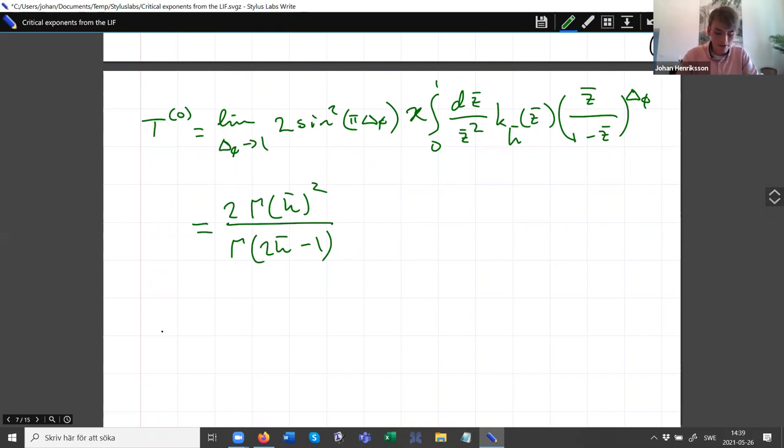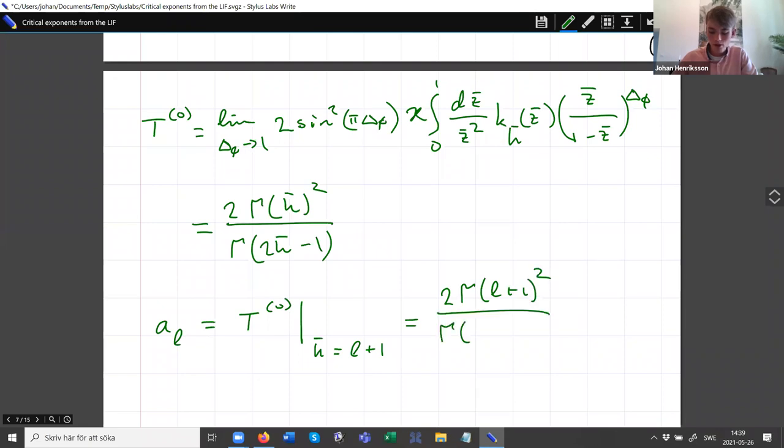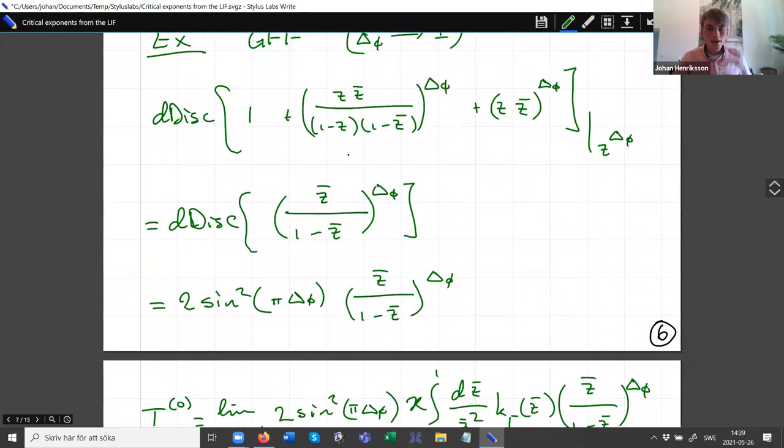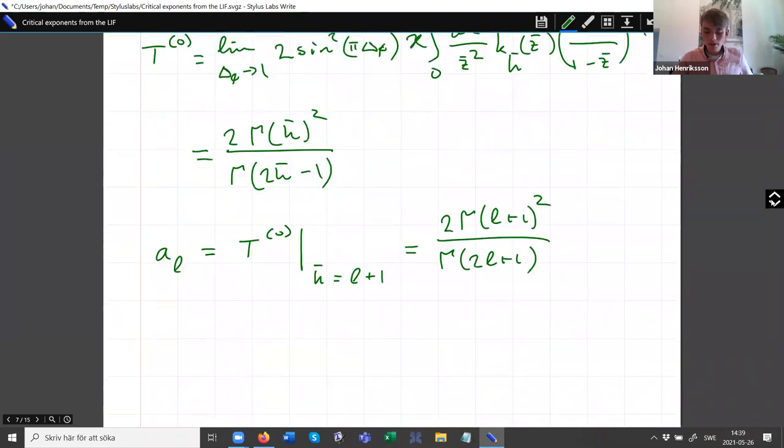And now step two is simple. It tells us that A_L is just equal to T zero evaluated at h bar equals delta phi plus L, so L plus one. And this gives 2 gamma of L plus one squared over gamma of 2L plus one. So we have exactly reproduced what we got before from the conformal block decomposition, but now you saw that we did it only using what was in the middle term. Perhaps I should stop here and ask if there are any questions at this point.